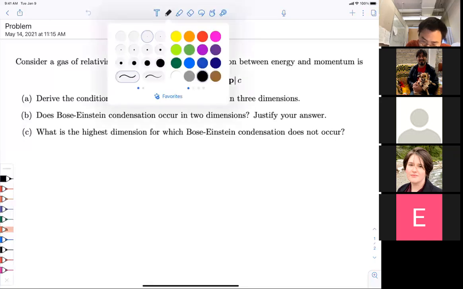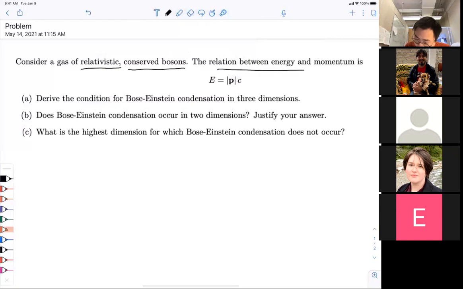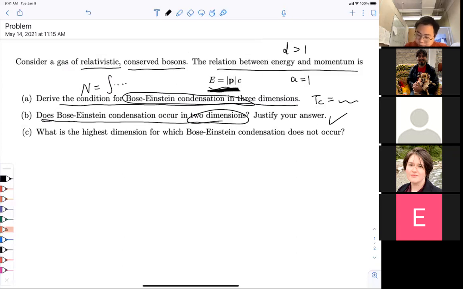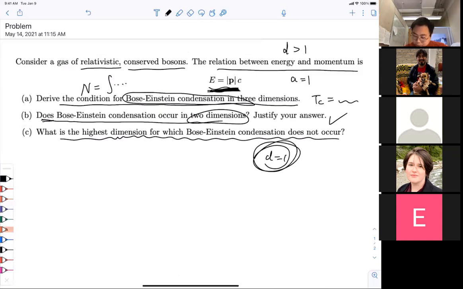Basically, it says consider a relativistic boson. This is the spectrum, with the power A equal to 1, and derive the condition for Bose-Einstein condensation in 3D. You just need to calculate T_C, which we know is a finite number, since as long as the spatial dimension is larger than 1, there's a BEC. The starting point is also n equal to the integral. The second question asks you to check whether there's a BEC in 2 dimensions. The answer is yes, because 2 is larger than 1. And what is the highest dimension for which Bose-Einstein condensation does not occur? In D equal to 1, the one-dimensional case, there is no BEC. That's the solution for this problem.